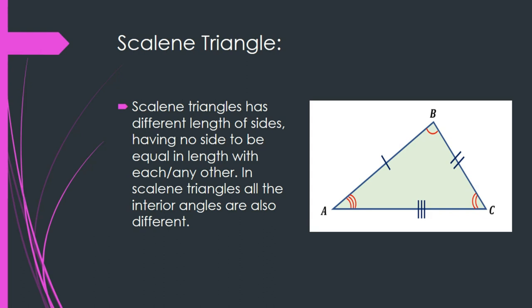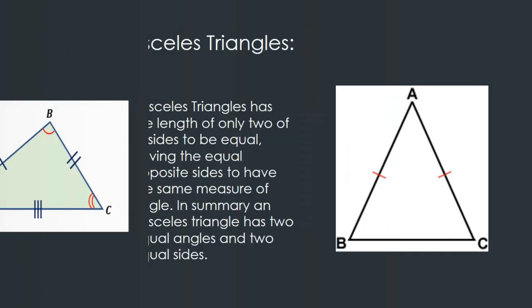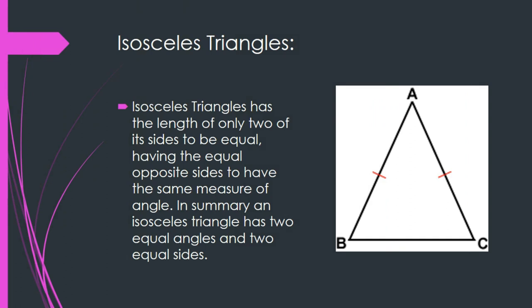Isosceles triangles. This triangle has the length of only two of its sides equal, having the equal opposite sides with the same measure of angle. In summary, this triangle has two equal angles and two equal sides.